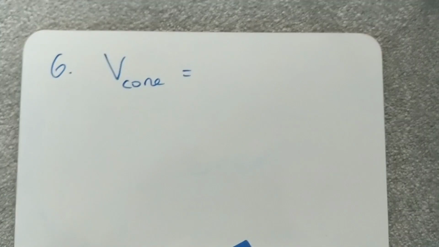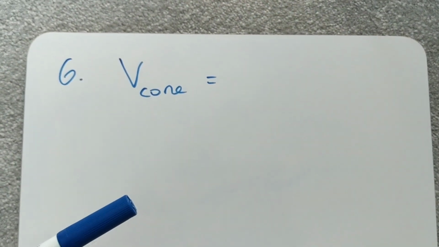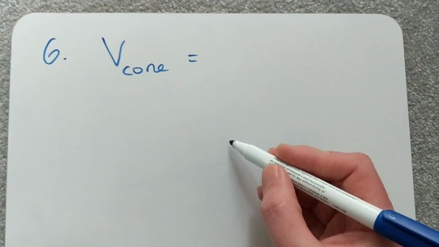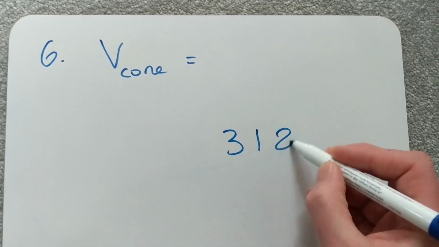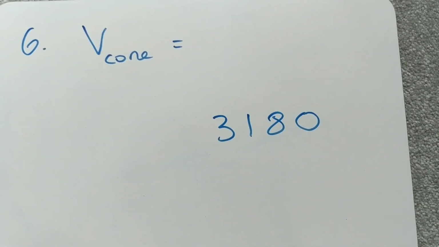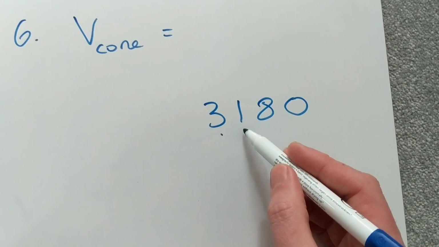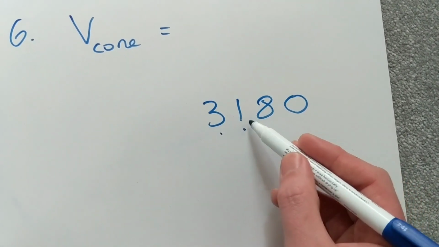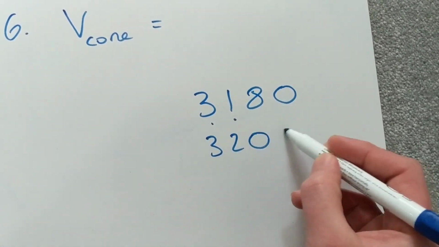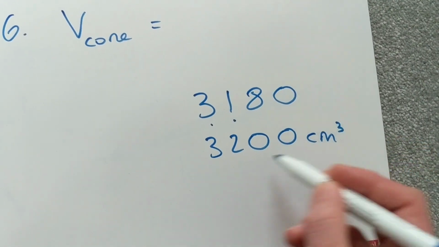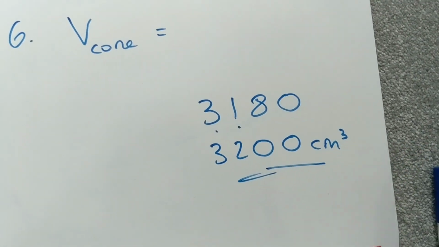Just at the end, it mentions rounding to two significant figures. So if, I'm just making this up, but if you got an answer of 3,180 and you had to round that to two significant figures, that's your first significant figure, second significant figure. The 8 rounds the one up, so that would change to 3,200 centimetres cubed, or whatever the units were in the question. Alright.